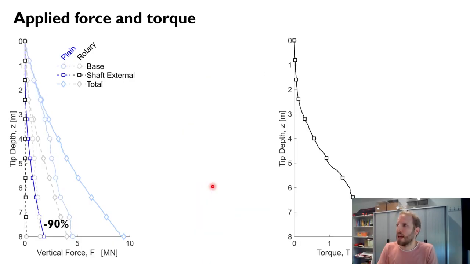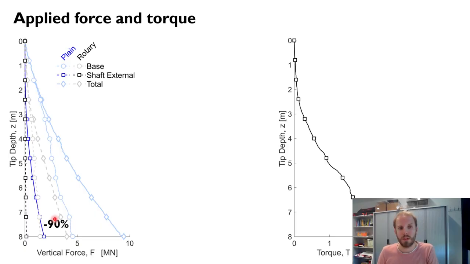Now, if we have a look at the shaft external contribution, we can see that this was not the largest resistance of the pile, but still rotary jacking reduces it by 90% as expected.